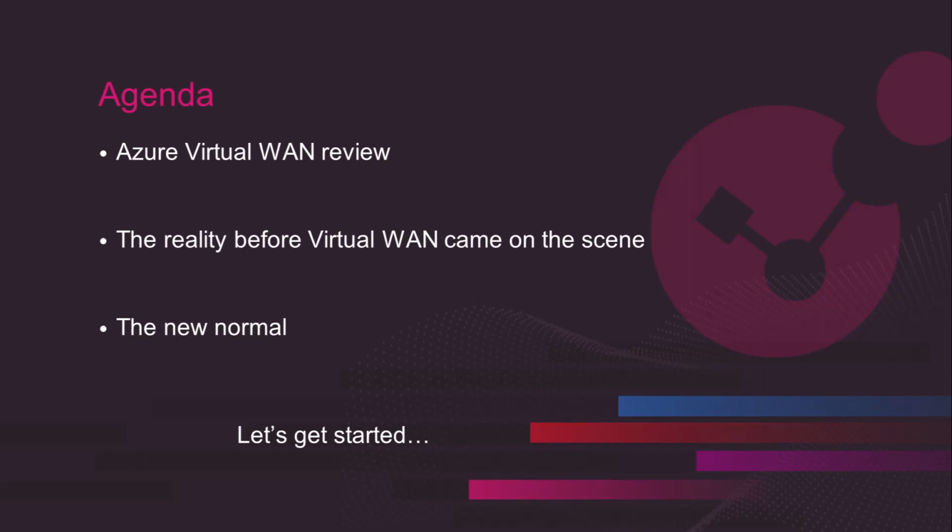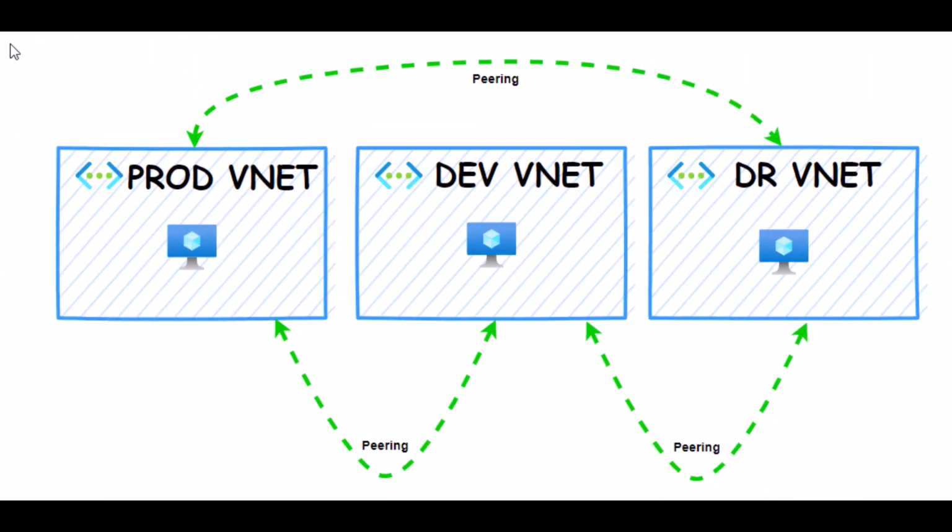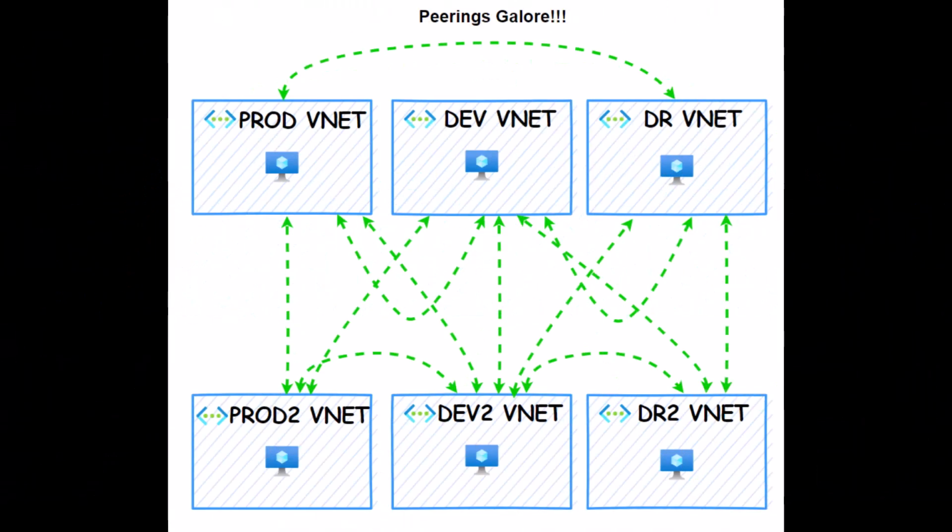So let's get started. So today you typically have a bunch of vNETs in most cases and additional spokes, but for now we're going to talk about vNETs, and you have to have peering definitions defined in order for them to talk to each other. When you add a whole bunch more, it gets way more complicated, way more complex, and a lot more overhead.